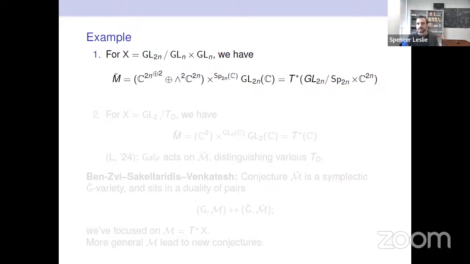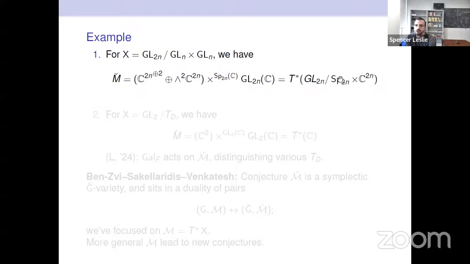So in the Friedberg-Jacquet setting, we have this representation for the symplectic group that I described earlier. So this exterior square and two copies of the standard representation. And if I take this contracted product, it's a relatively straightforward calculation that this has a nice symplectic structure. Namely, it's just a cotangent bundle for this specific space.